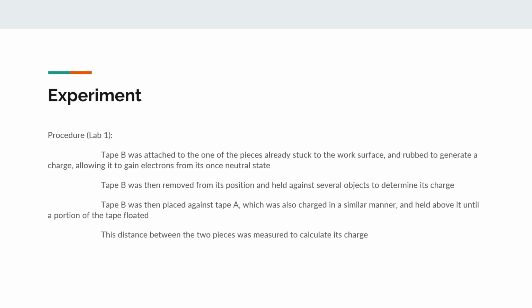Here is the experimental procedure used, which is the same one from Lab 1, in which tape B was attached to one of the pieces already stuck to the work surface and rubbed to generate a charge, before being removed from its position and held against several objects to determine its charge. It was then placed against tape A, which was also charged in a similar manner and held against it until a portion of the tape floated. The distance between the two pieces was measured to calculate its charge.